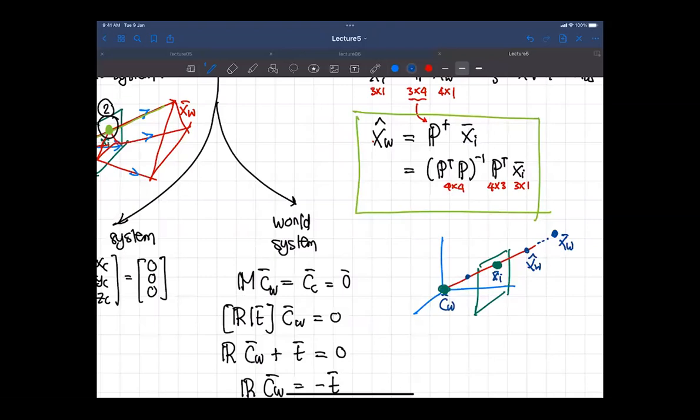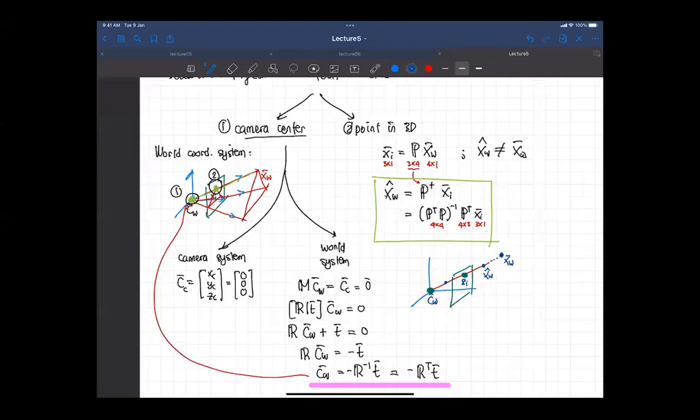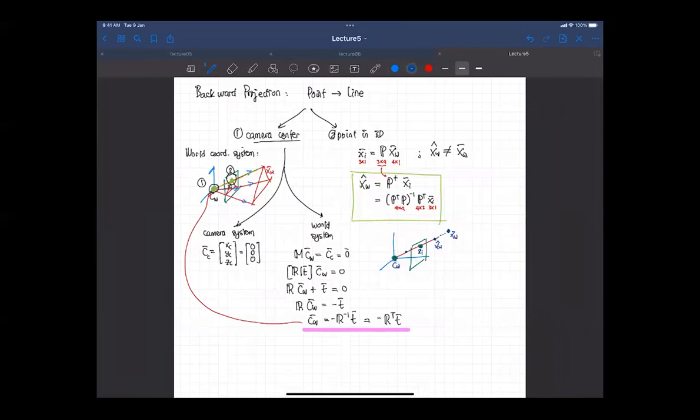All right, any questions here? So that's how we can do the back projection. We first compute the camera center in the world coordinate system, and then we transform XI into XW hat. We assume here that we know P, we know R and T for back projection.